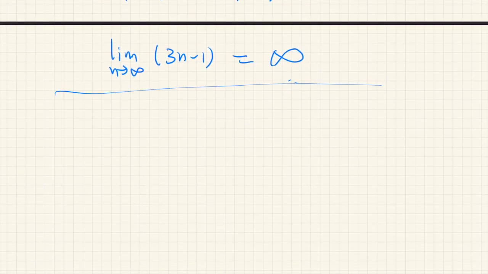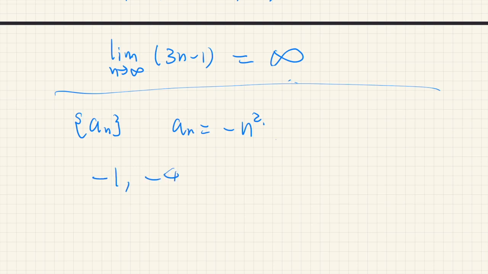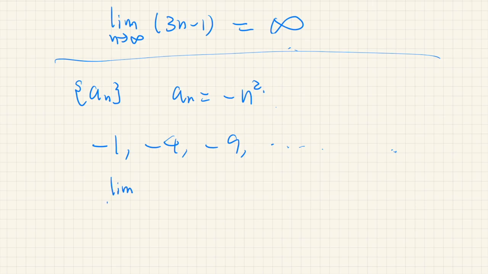And of course, there are some sequences that diverge to negative infinity. For example, if we have a sequence of an where an is defined by, say, negative n squared. So the first several terms of this sequence are -1, -4, -9, and so on. And it gets arbitrarily large negative number as n goes to infinity. So the limit of this sequence is negative infinity, and it diverges to negative infinity, okay? It doesn't converge to negative infinity, it diverges.